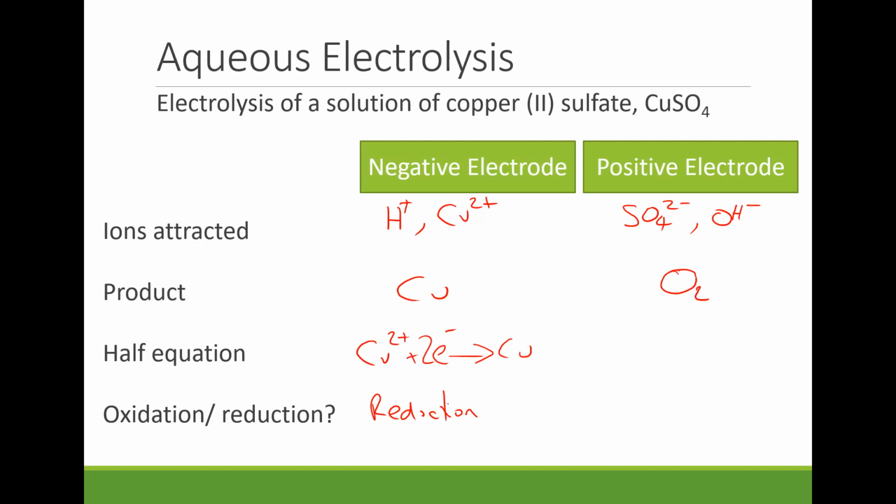Now, this is the trickiest half equation, I think, in electrolysis, and so I might suggest this is one to learn. All the others you can figure out as you're going along, but really, this is one to learn. So I'm just going to write it down. The oxygen comes from the hydroxide ions, not from the sulfate. So that's something to bear in mind.